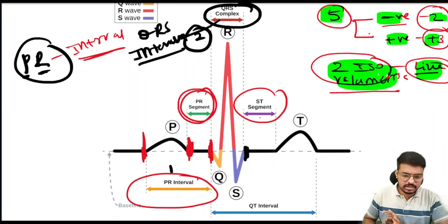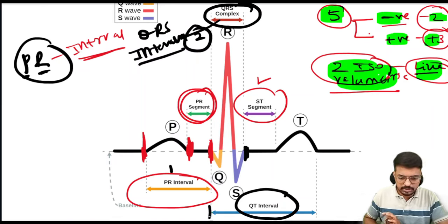So this one is the segment. We will consider that one later. Okay. So come to the interval again. So next one is the QT interval. QT interval starts from the beginning of the Q wave till the end of the T wave.